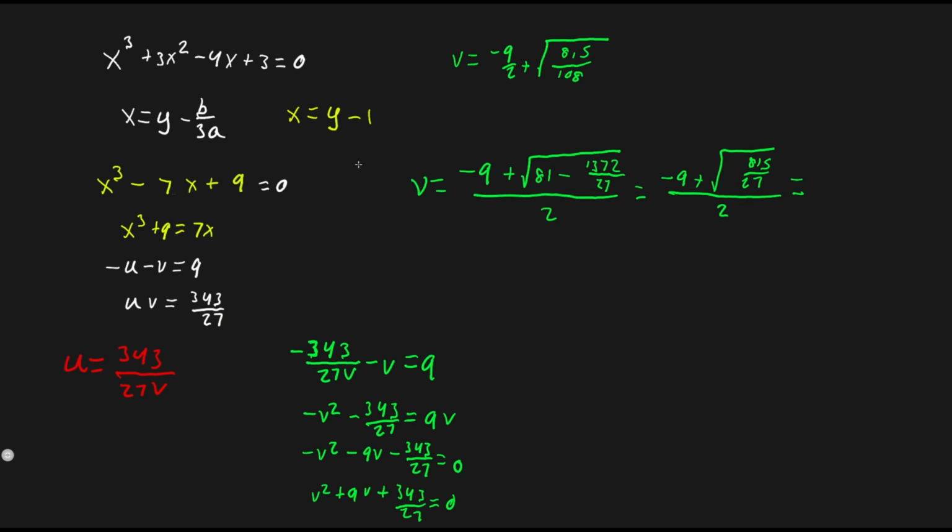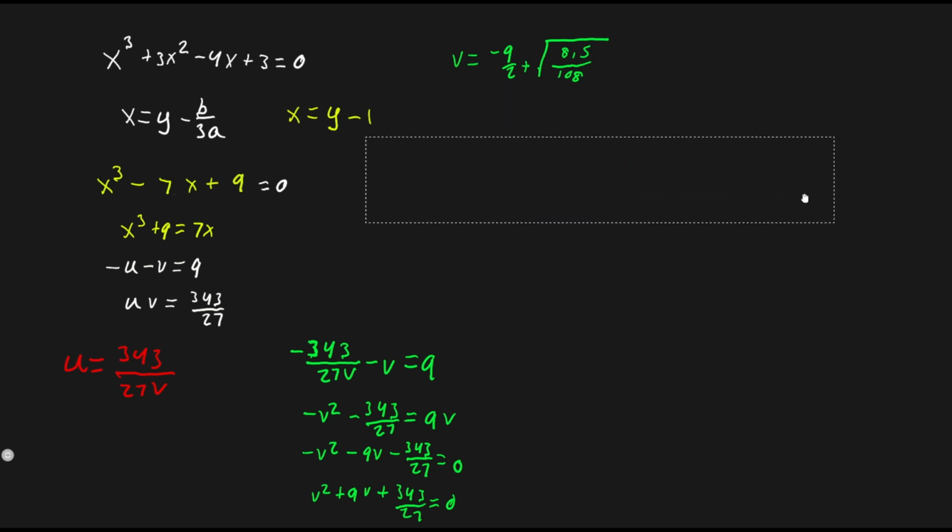And now we can go ahead and directly plug in v into u, but we're not going to do that since we're just directly going to find x now. And what we have to do now is set x is equal to the cube root of u plus the cube root of v.